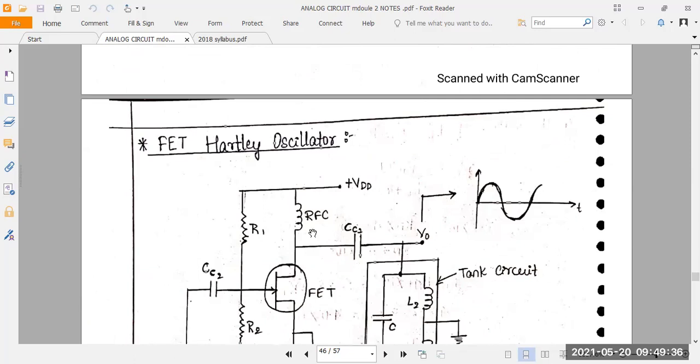So next you start with the LC oscillator. In LC, it means a tuned oscillator. There are two types here, Hartley and Colpitts oscillator. First, take the Hartley oscillator, the FET based Hartley oscillator. FET means we take the amplifier as a FET here, and from that we want to generate the AC signal.